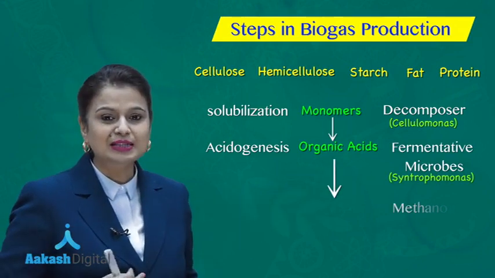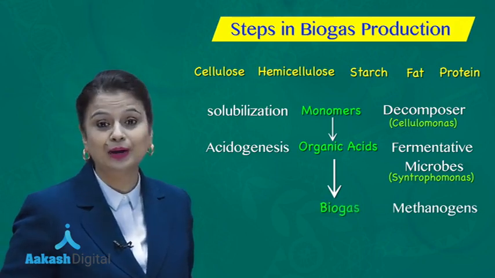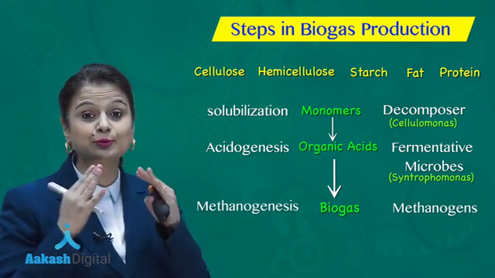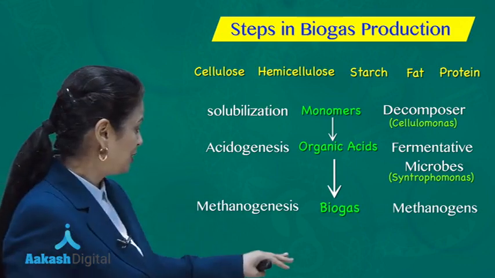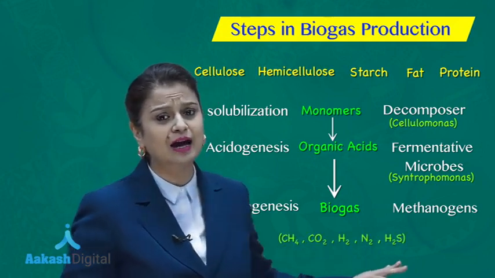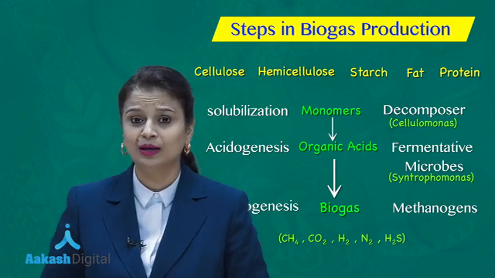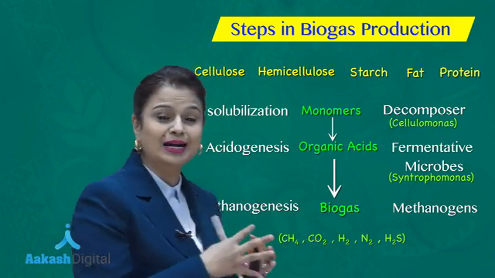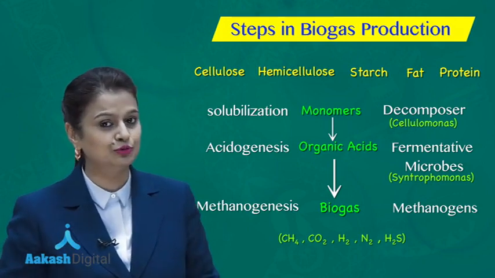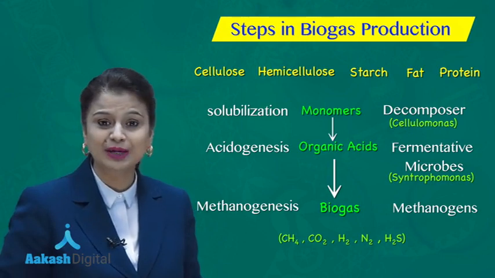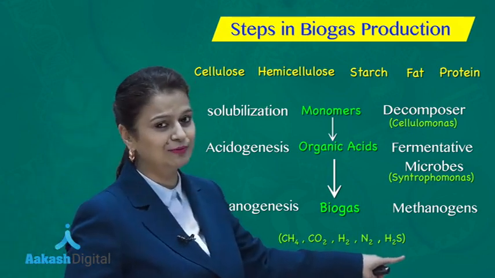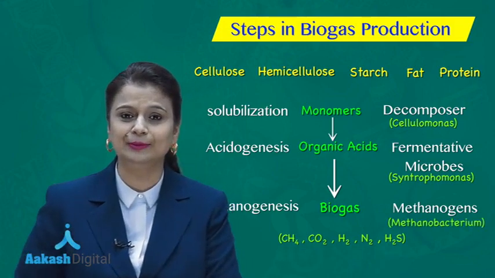The last step is done by methanogens and they will form biogas. They will form methane gas. That's why this process is known as methanogenesis. And at the end, you will find methane, carbon dioxide as well as other gases. They are also formed. Now, this mixture of gases depends upon the type of raw material and type of microbes which are used for the process of biogas formation. This step is done by methanogens, and one good example for this is Methanobacterium.